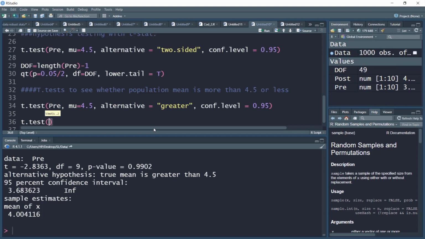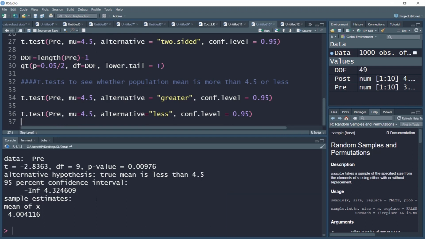So we'll conduct the t-test, use our pre-sample as we did earlier. We'll put mu equal to 4.5, alternative as less, and confidence level as again 0.95. Please notice here we are not giving the standard deviation or variance argument. Why? Because the assumption is that the variance of the population is not known to us. So from here we can compute the relevant t statistic, which is coming as minus 2.8363.